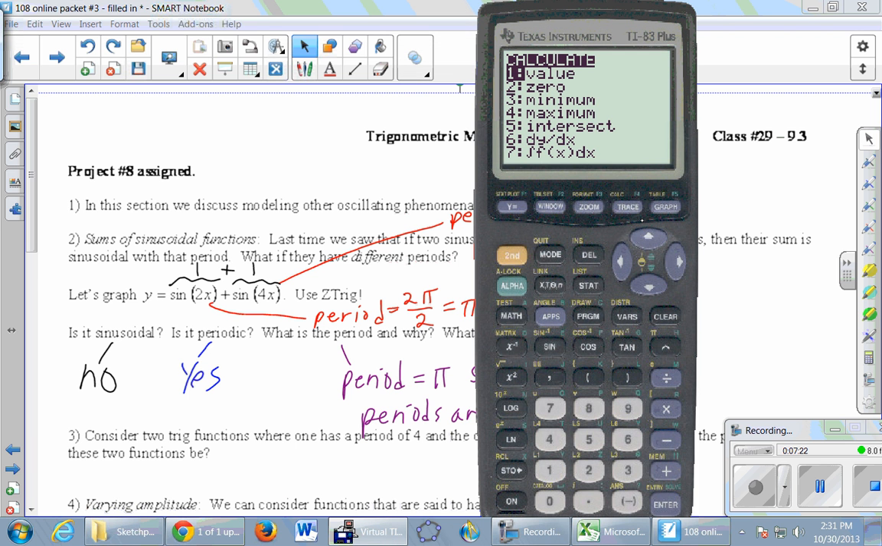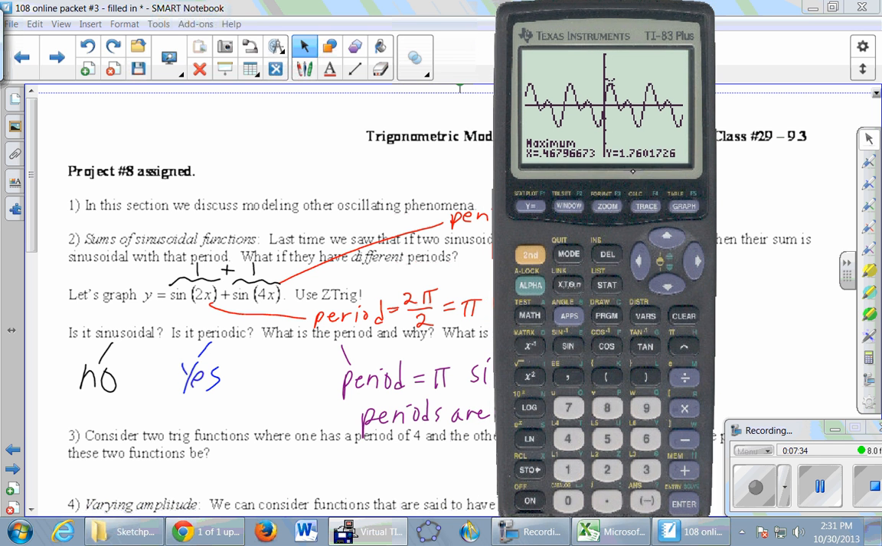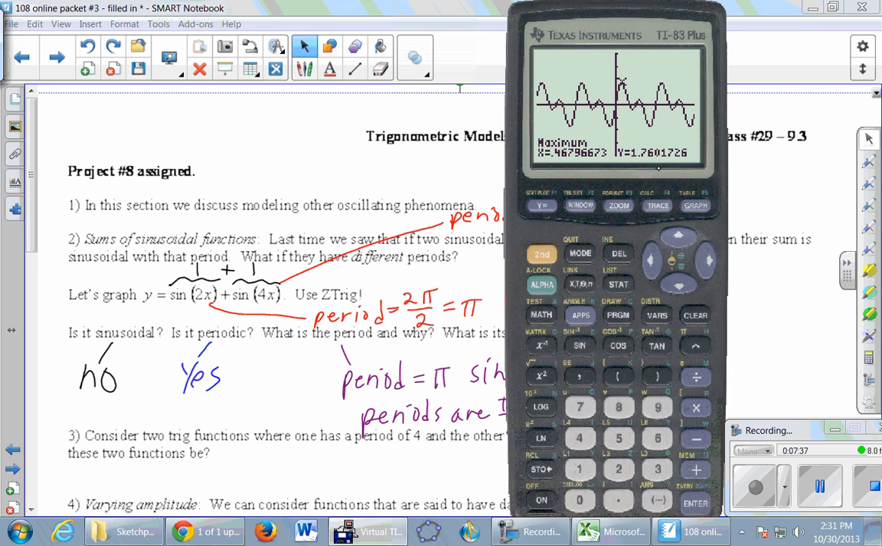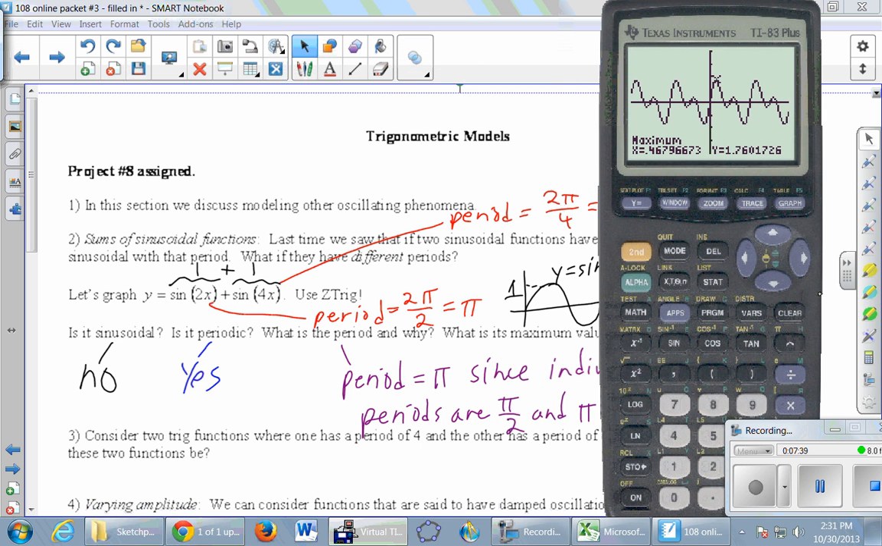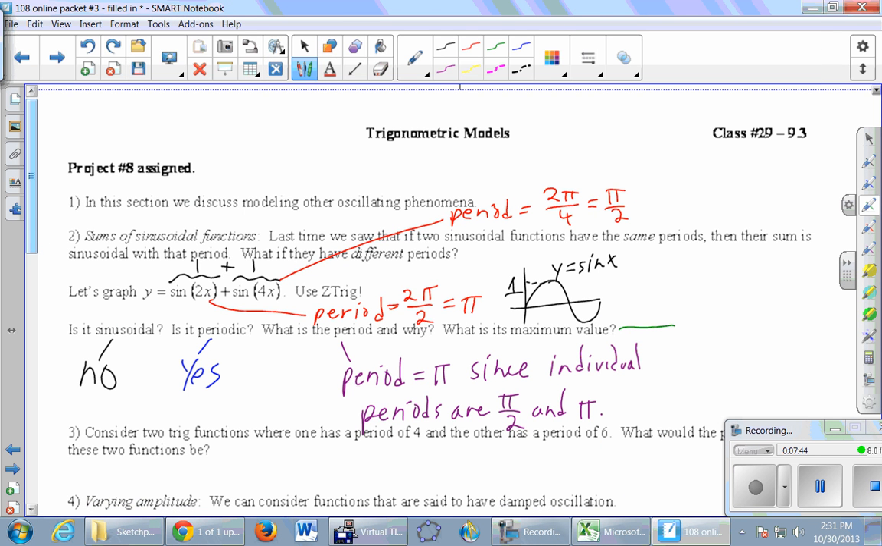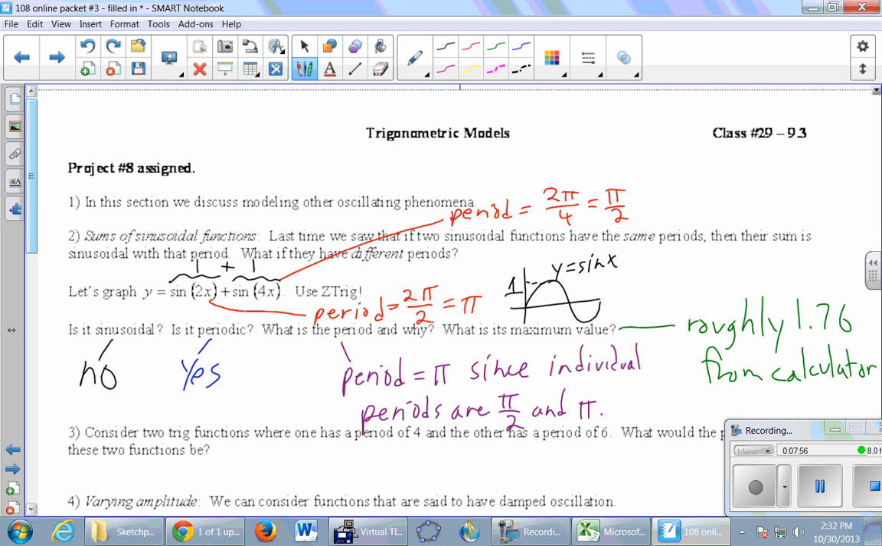So second calc and then max, which is still 4. Left bound, that's fine. And then move to the right. And whatever the y value is, that's going to be our real good estimate for the maximum, about 1.76 there. Okay, so then I guess we can say that the maximum is roughly 1.76, and that's from the calculator. But that is not an easy question.